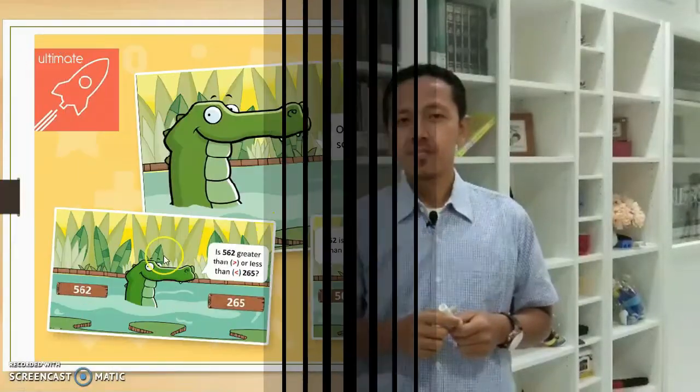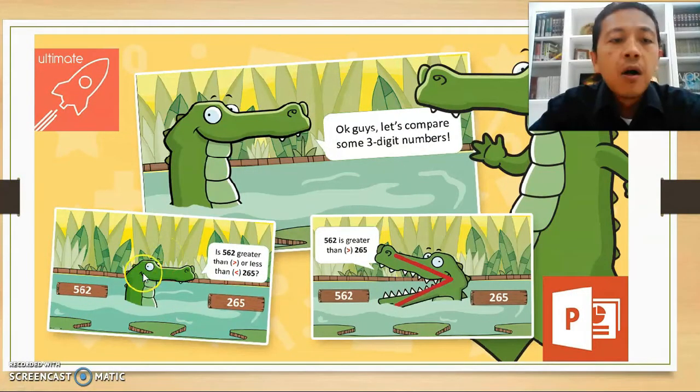Let's watch together. There are two numbers here, 562 and 265. Which one is bigger? The number 562 is bigger. So the symbol is more than, or greater than.